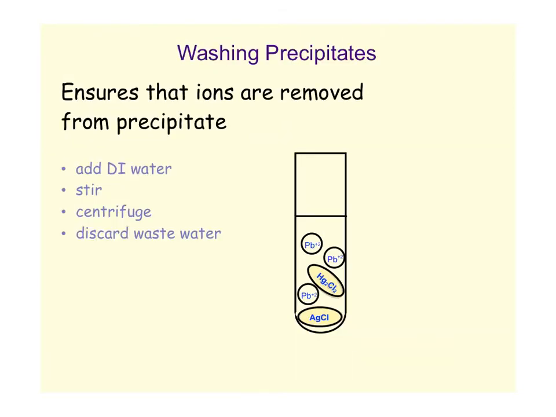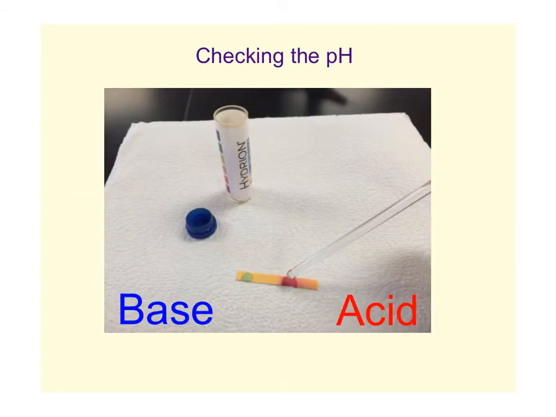It's also going to ask you in this lab to wash precipitates. This isn't like washing your dishes. What you're going to do to wash it is you're going to add DI water, stir it, centrifuge, and then discard that excess waste. The reason we're washing it is to make sure we get all of the ions we don't want out before you move on to the next step. So you want to make sure that you're isolating the ion that you're looking for in that step.